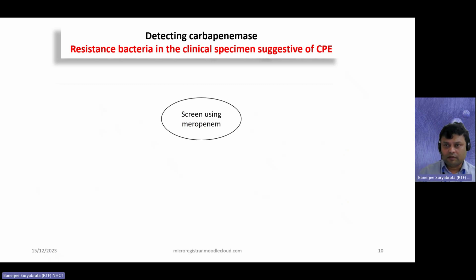So how do you screen for carbapenemase in specimens like blood culture and urine culture? How do you protect yourself from missing any carbapenemase? You screen using meropenem. This is from EUCAST. EUCAST suggests that you can screen using ertapenem, which is very sensitive, so you might get some false positive results, or you can screen using meropenem. Typically we screen using meropenem.